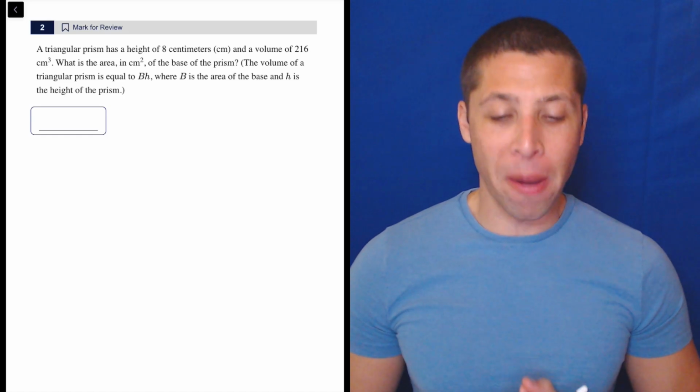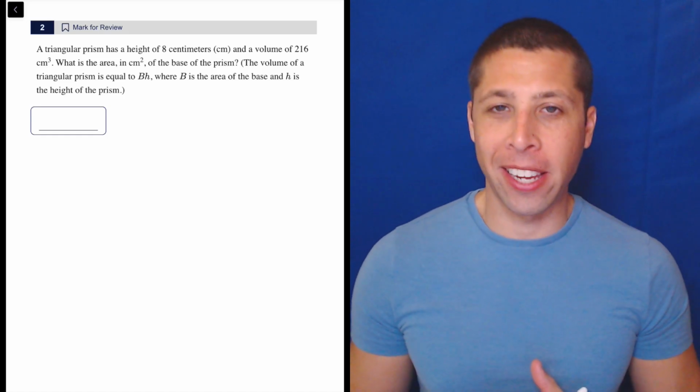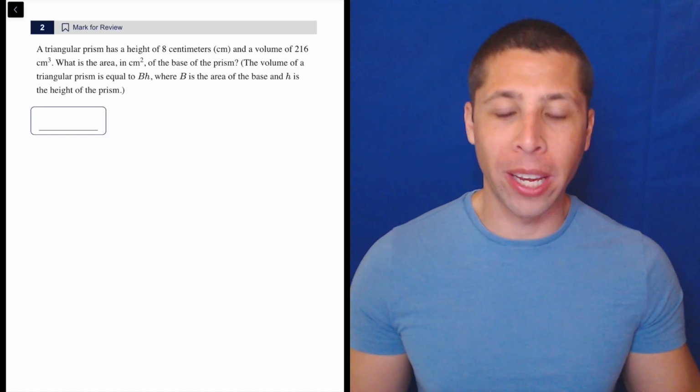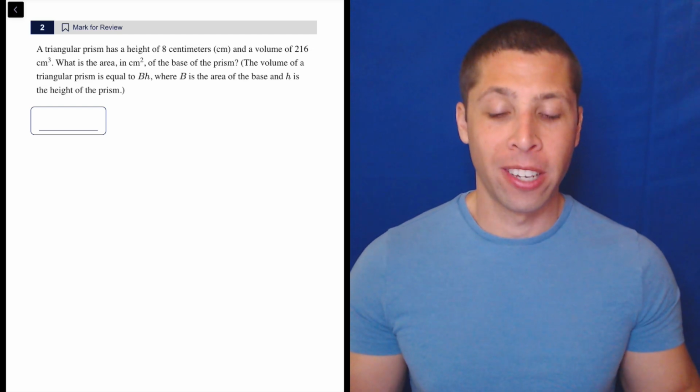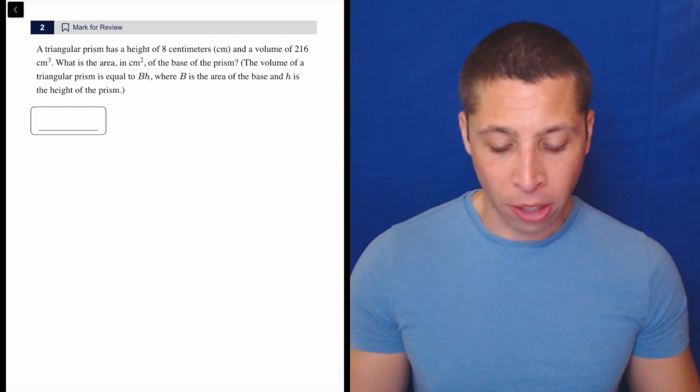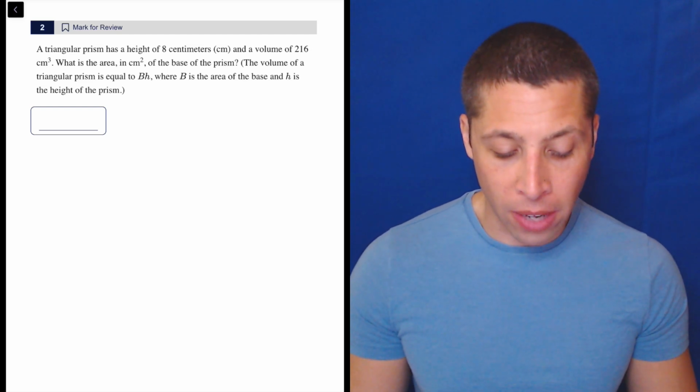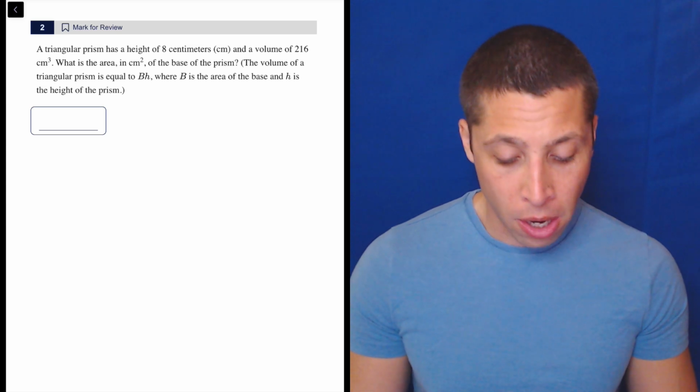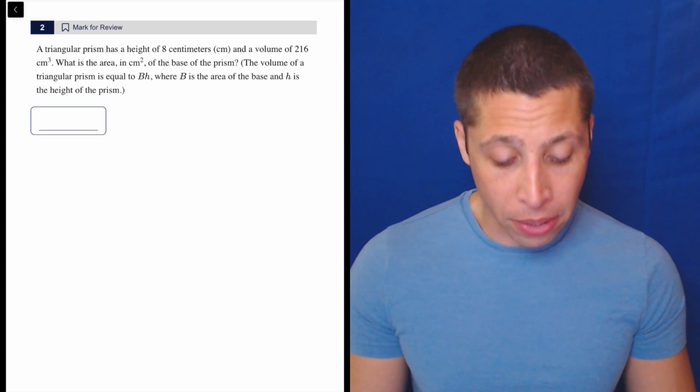This question is such a great reminder that so much of the SAT, from algebra to geometry and everything in between, is just following instructions. There's no secret to this question. A triangular prism has a height of 8 centimeters and a volume of 216 centimeters cubed. What is the area in centimeters squared of the base of the prism?